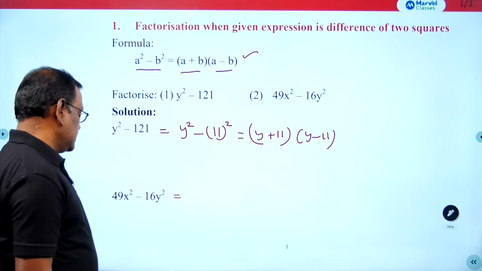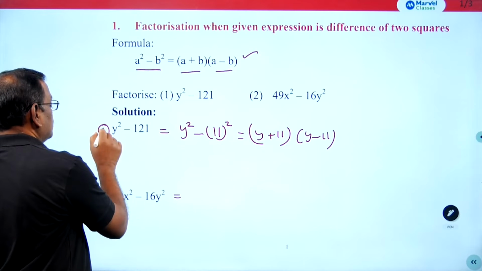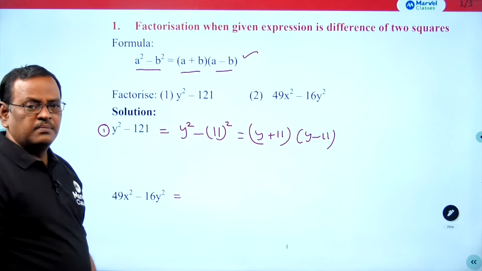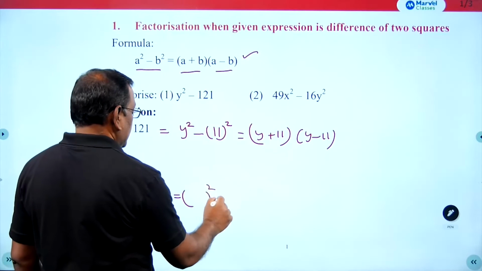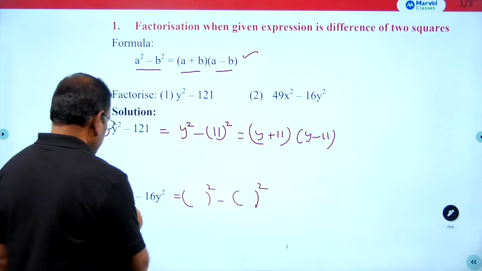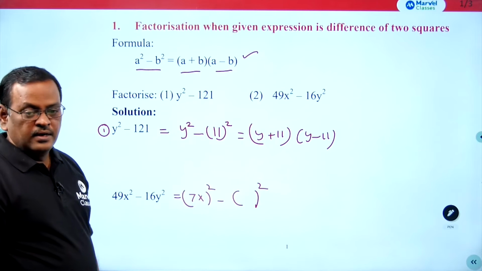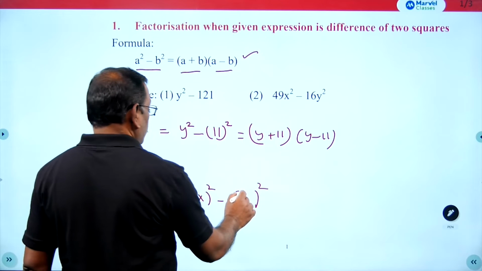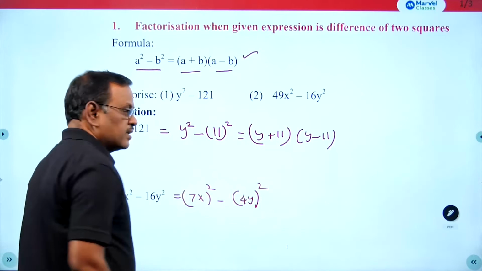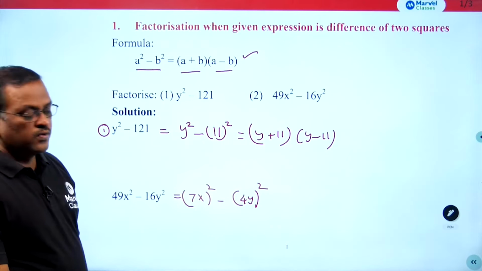Whereas in the second case, the coefficient of the first term is 1, but here the coefficient is 49, but that is also a square number. First rewrite this expression as a square number. So 49x square can be written as 7x the whole square, and 16y square can be written as 4y the whole square. Clear now? 7x the whole square minus 4y the whole square.